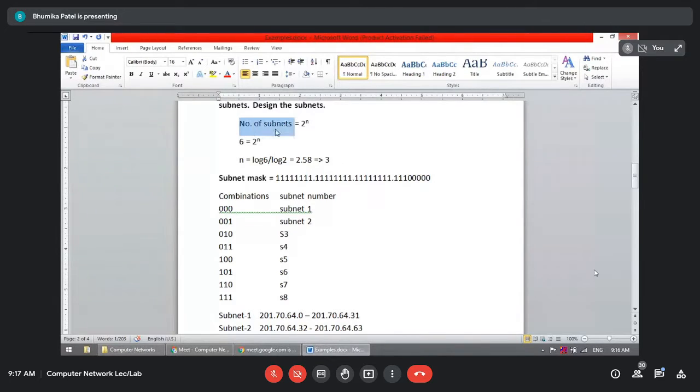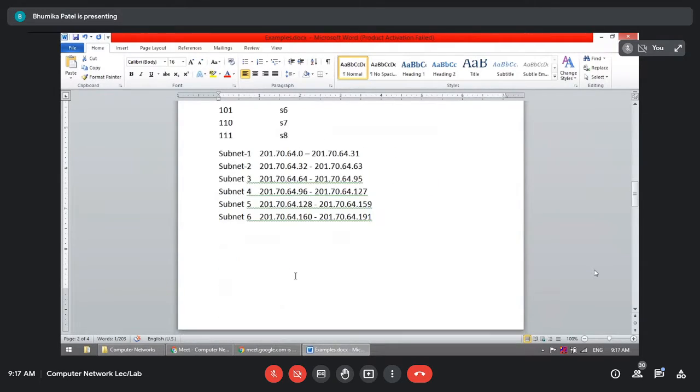Same formula, but in place of number of subnets, the number of hosts will come, and in place of n, h will come. Okay, the number of zeros we are already having, that is the value of h we are already having. That's why we can find the number of hosts.